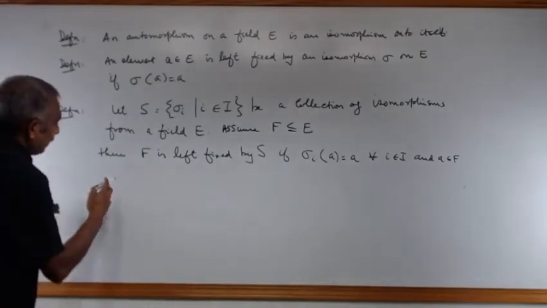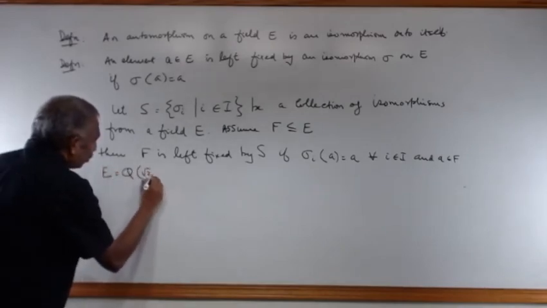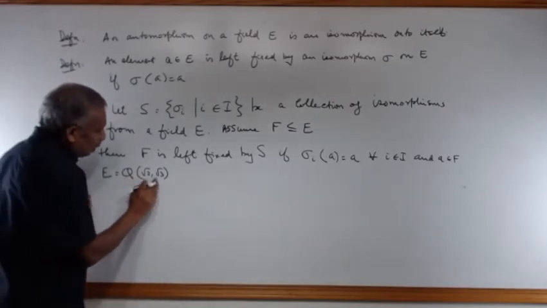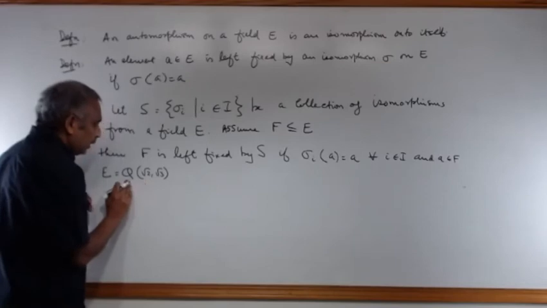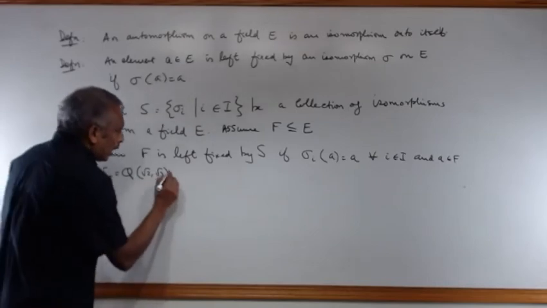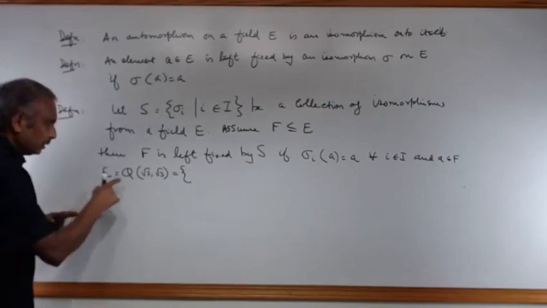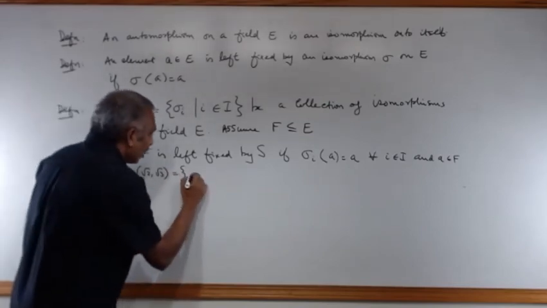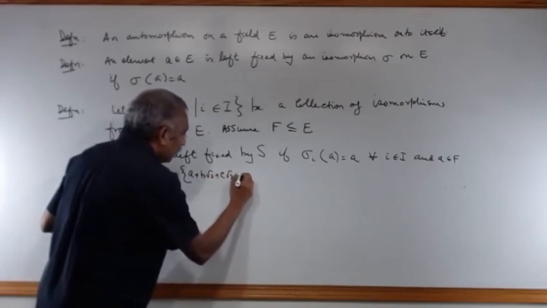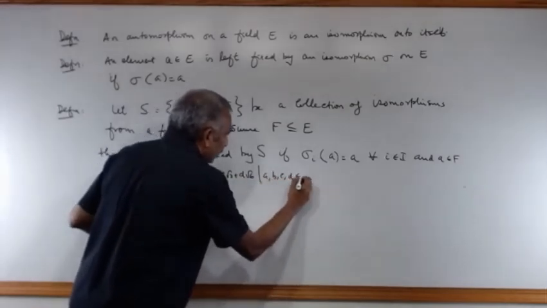We will do an example here. Let us take E equal to Q of root 2 comma root 3. What is Q of root 2 comma root 3? It is the smallest field containing root 2 and root 3. And the elements of this field are a plus b root 2 plus c root 3 plus d root 6, where a, b, c, d belong to Q.